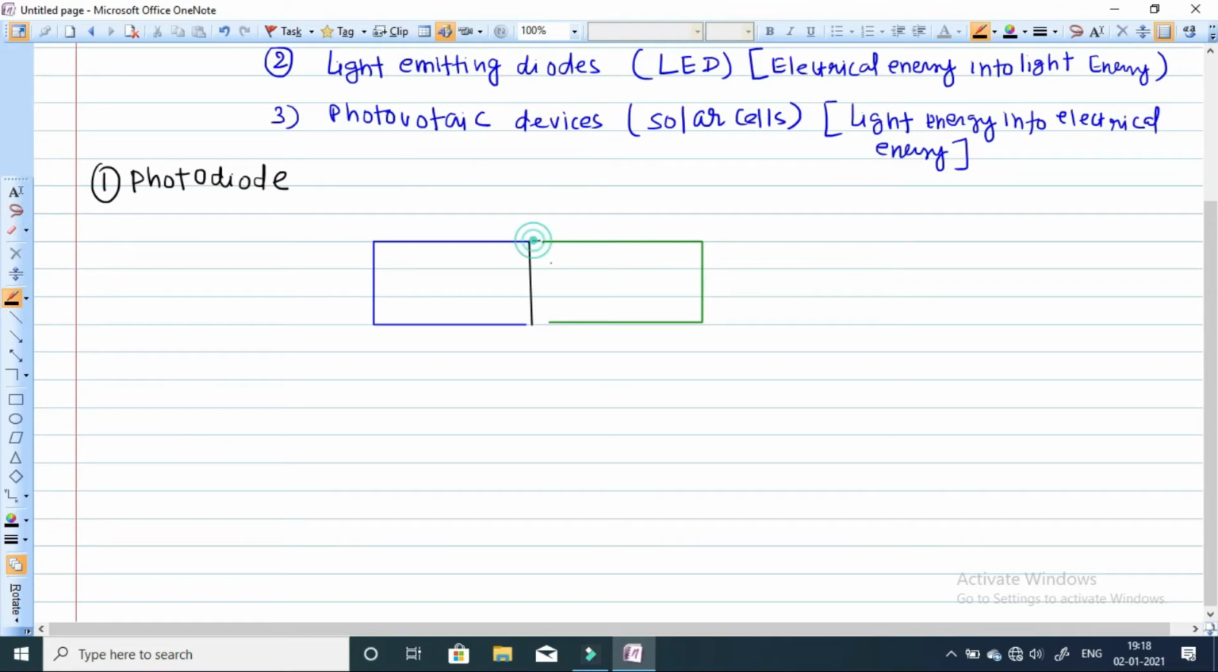This is our P-type, and this is our N-type semiconductor, and this is the junction. This is the area near the junction. So in P-type semiconductor, holes are majority charge carriers, and in N-type semiconductor, electrons are majority charge carriers.